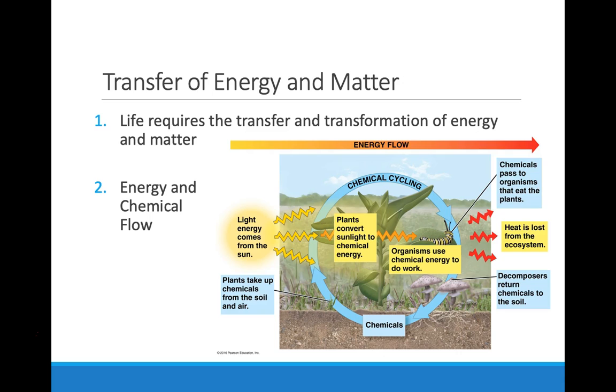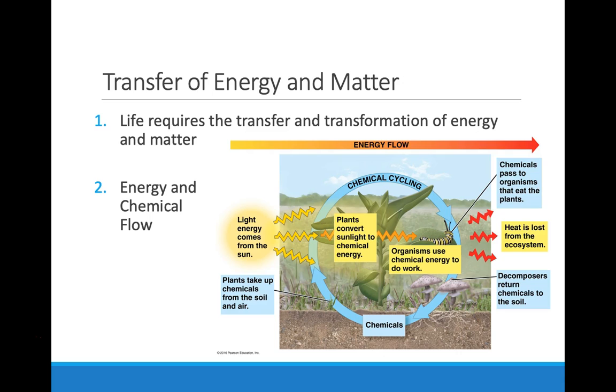It's the ATP that those organisms use, the chemical energy that they use to do work, things like growing and reproduction. All of those metabolic processes that we talked about very generally in Chapter 6.